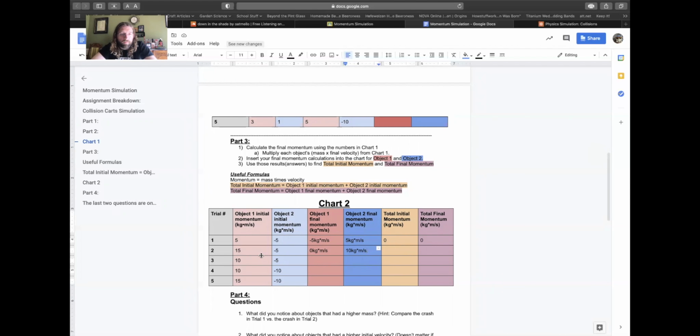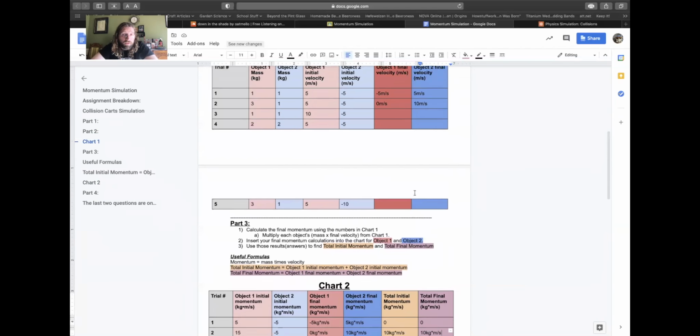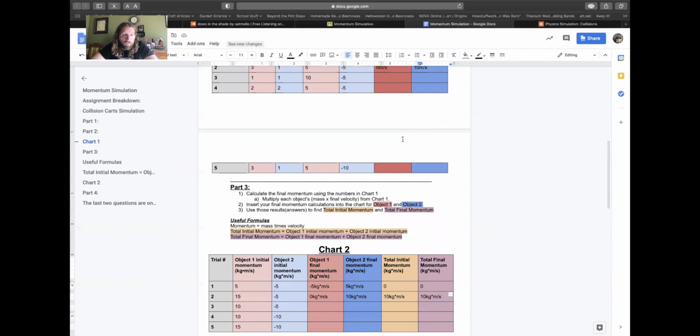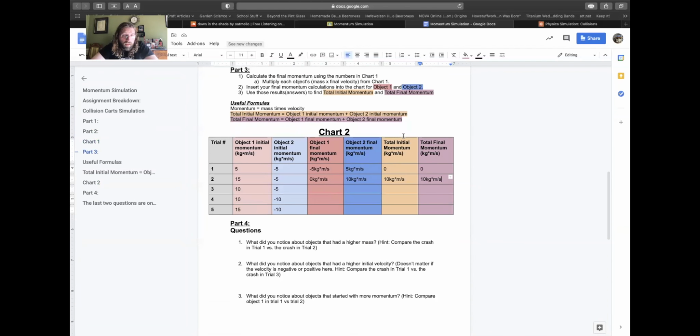Okay, what about the next one? 15 plus negative 5 gives me 10. All right. And then what about the total final? Well, I just calculated those. So that's 0 plus 10. And that gives me 10 kilogram meters per second. So that's how you go about filling out these two charts. So I basically just did the first two for you. Now all you have to do is the last three for each of these tables.